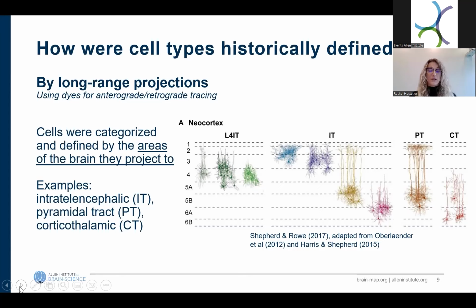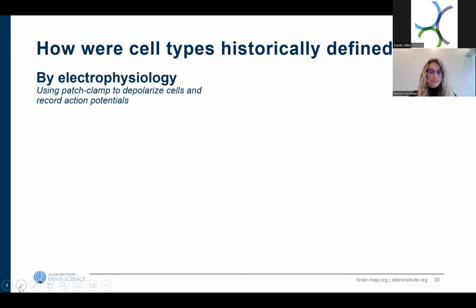PT-type cells specifically project to the pyramidal tract, so they project down to the spinal cord. CT-type cells are cortical-thalamic, meaning that their cell bodies are within the cortex and they send projections down to the thalamus. And so all of those descriptions that I just described are really anatomical, looking at the shapes of the cells and how they connect to other cells.